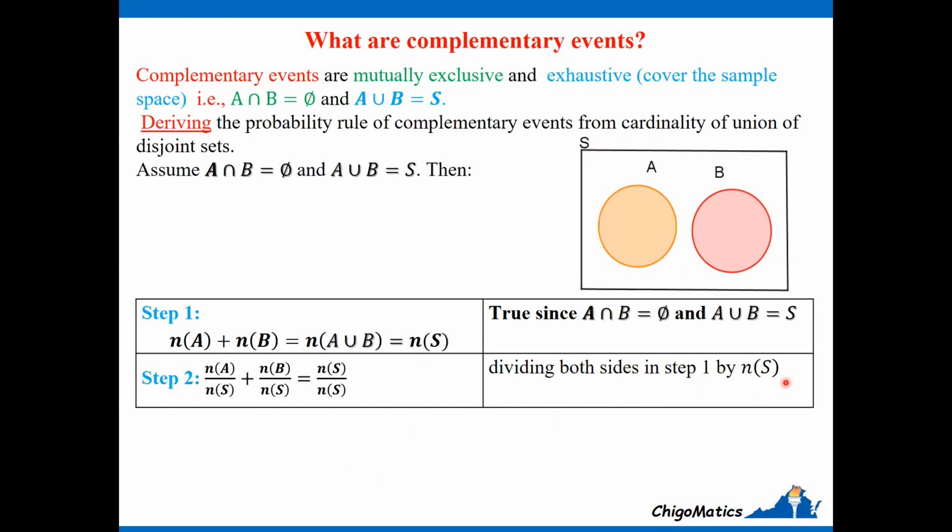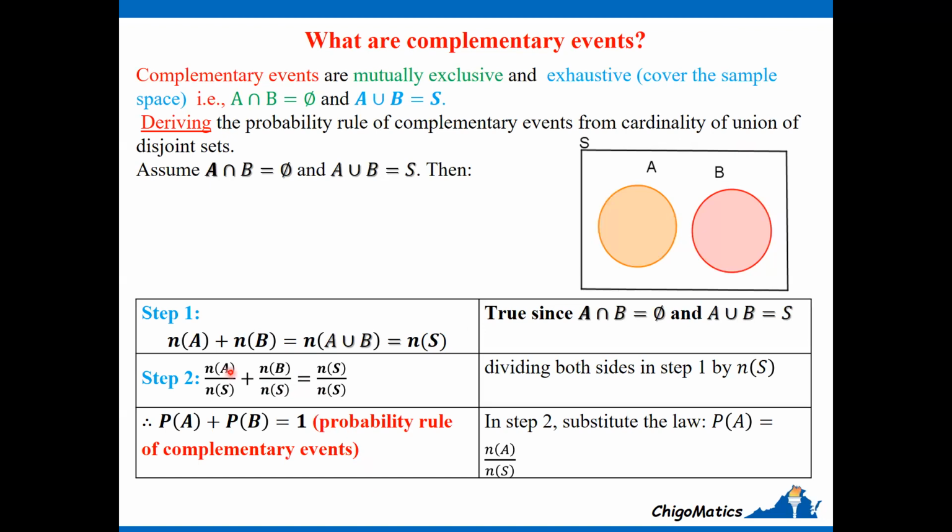I then divide both sides in step one by the number of elements in set S. You see that this is one and the same thing. So this fraction represents the probability of A, this one the probability of B, and this one is simply 1. So we are saying the probability of A plus the probability of B is equal to 1. That is the probability rule of complementary events.